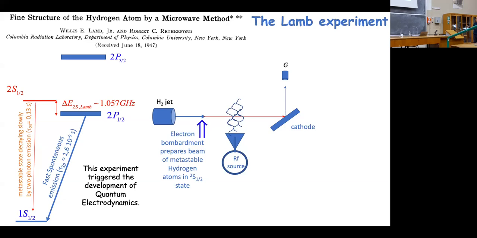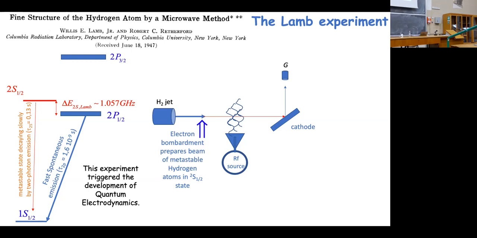And then here you apply microwaves around this frequency. And you see when you hit the right frequency, the atoms go from 2s to 2p, and then they decay immediately to the ground state. And so on this cathode, the metastable atoms don't arrive anymore when you apply the microwave. If the metastable atoms arrive here, because they have a lot of energy, on collision they come to the ground state and they eject electrons that you can detect with this galvanometer. So you will detect electrons as long as the microwave has not taken the atom from the 2s state into the 2p state.